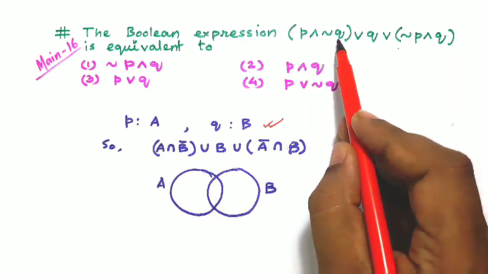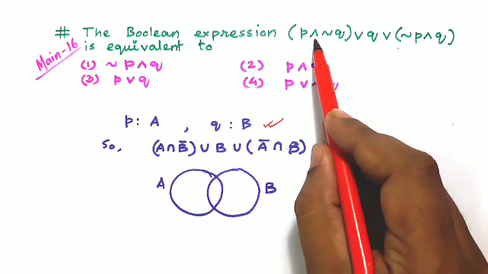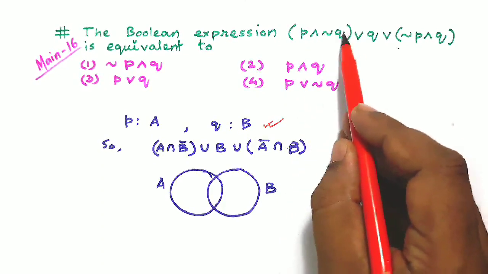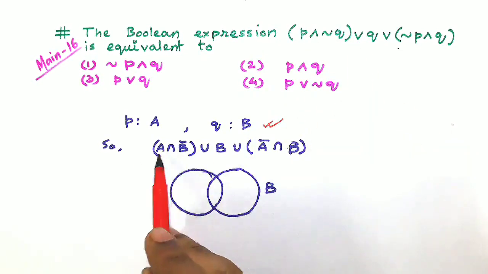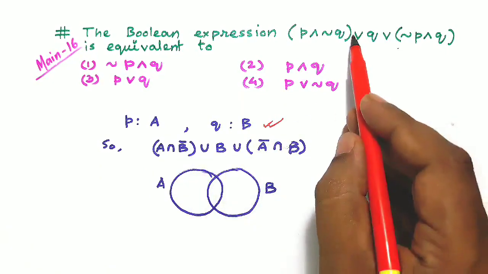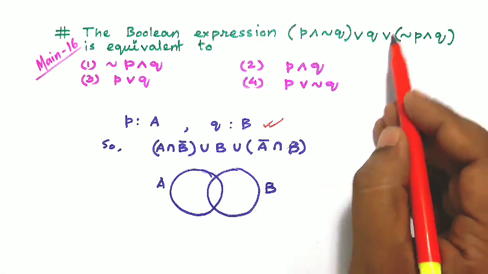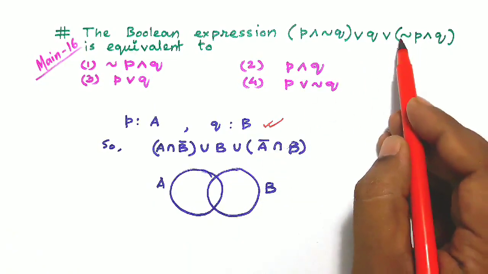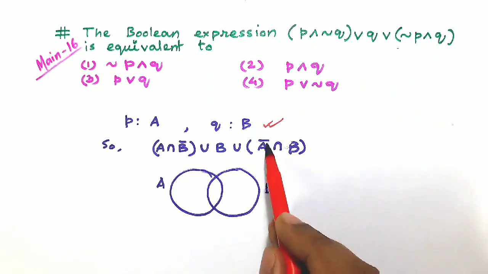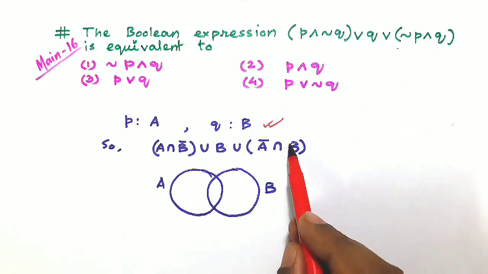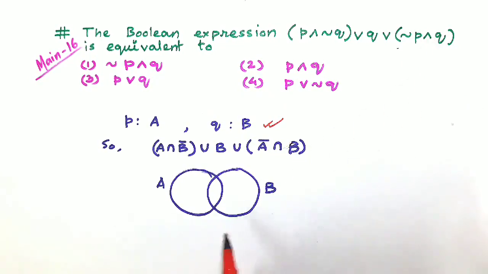Next, P and negation Q means A and B complement, where 'and' means intersection. A and B complement means A intersection B bar. Or means union. Q means B, or means union, and negation of P means A complement, and means intersection, Q means B. Okay, so now first of all, using the Venn diagram we shall find the final destination.